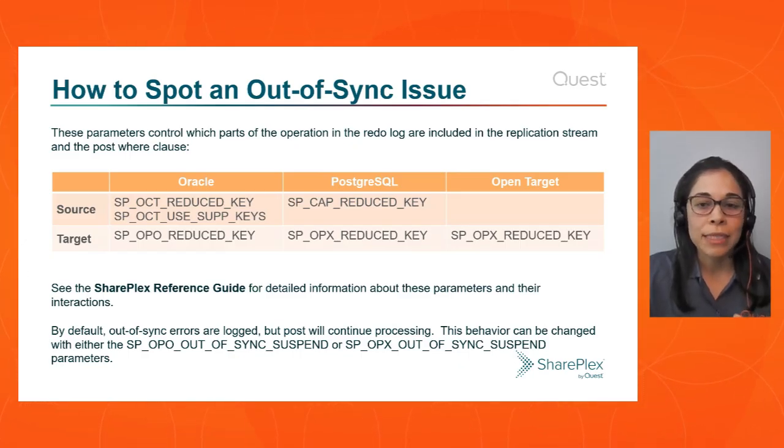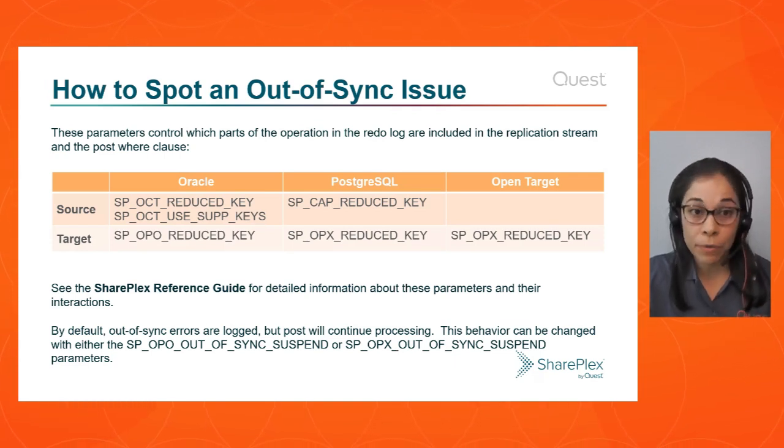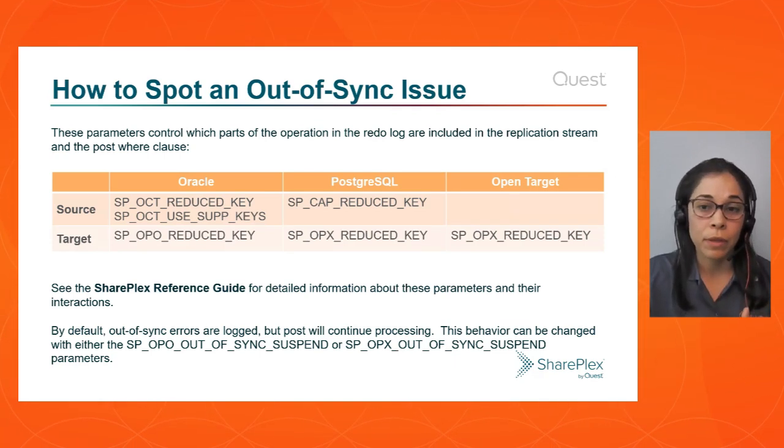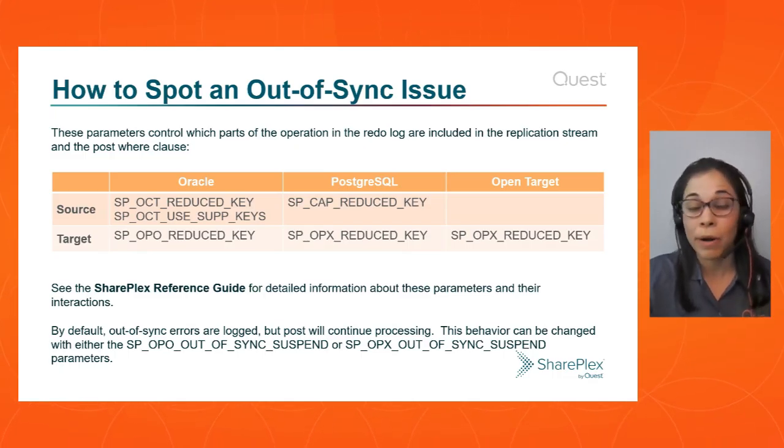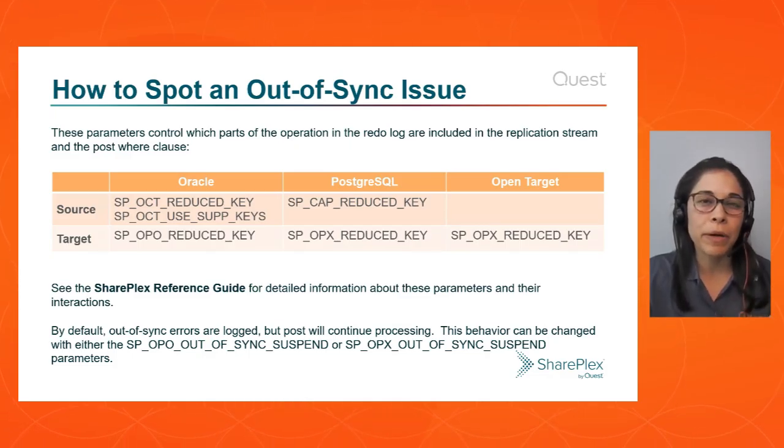Another piece of information that you can see here is that when SharePlex detects an out of sync event, by default it logs the error and continues processing. However, it offers options for handling this through some parameters. For instance, the post parameters SPOPO autosync suspend, and for open targets, the OPOX autosync suspend. We will see these parameters later during the presentation for more information.